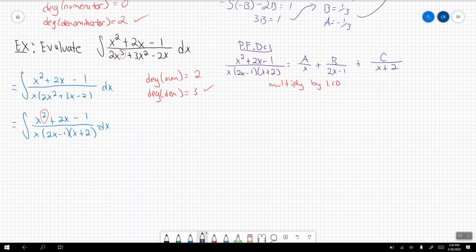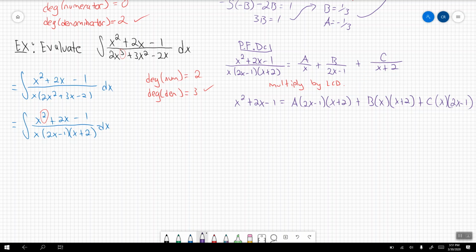So multiplying onto both sides by the LCD should leave us with x squared plus 2x minus 1 is equal to a times 2x minus 1 times x plus 2, plus b times x plus 2, and then plus c multiplied by x multiplied by 2x minus 1. So here's what we have so far.